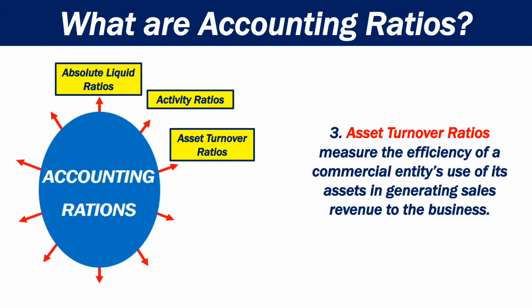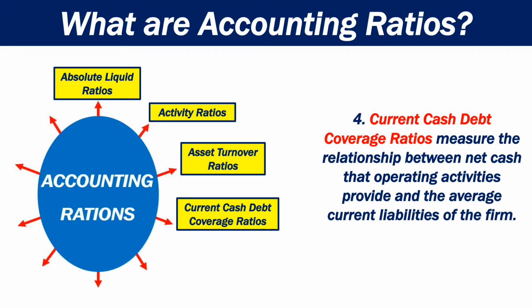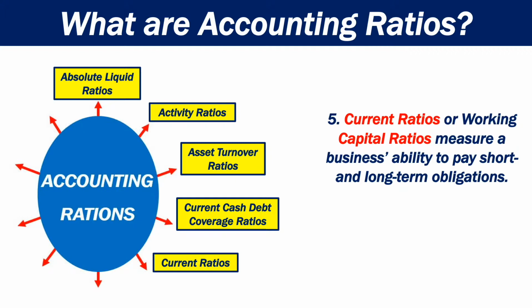3. Asset turnover ratios, which measure the efficiency of a commercial entity's use of its assets in generating sales revenue to the business. 4. Current cash debt coverage ratios. These measure the relationship between net cash that operating activities provide and the average current liabilities of the firm. 5. Current ratios or working capital ratios, which measure a business's ability to pay short and long-term obligations.